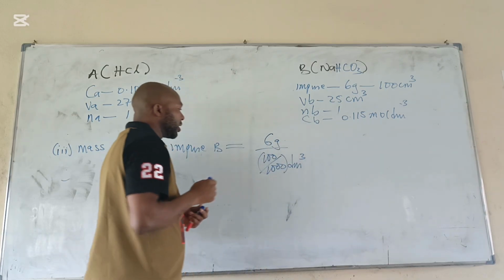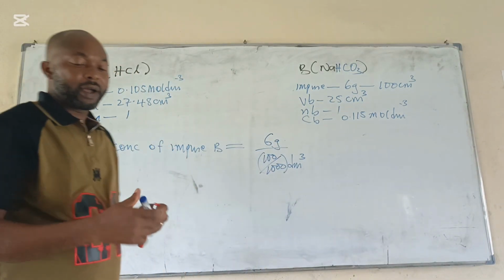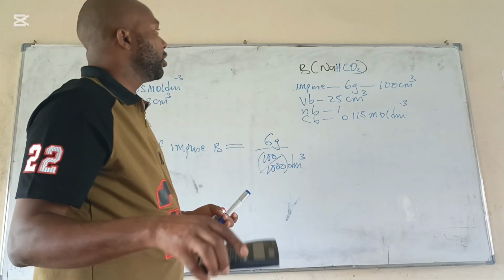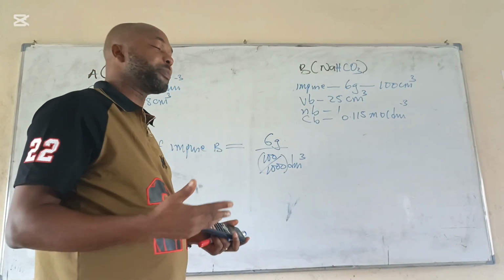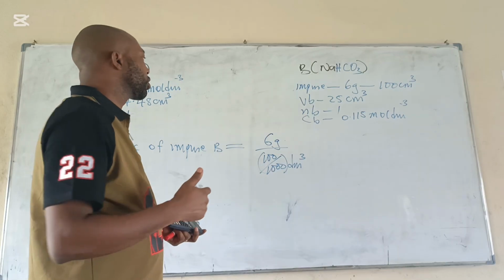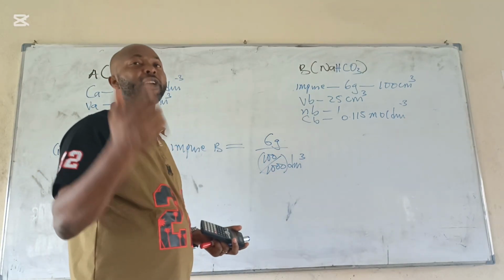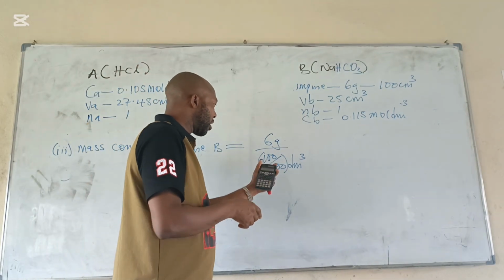Now, how do we get the 1000? Remember, I said earlier on, the volume for this formula, which we say mass concentration is mass over volume, is in dm cube. So for us to be able to convert anything to dm cube, we divide it by 1000. So that's how we got that.